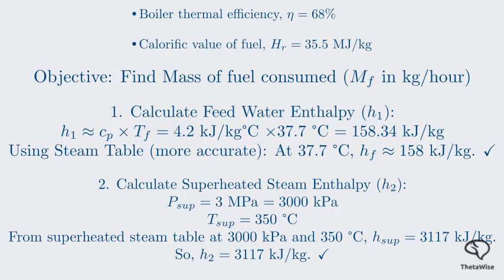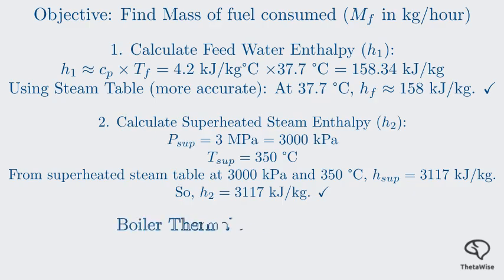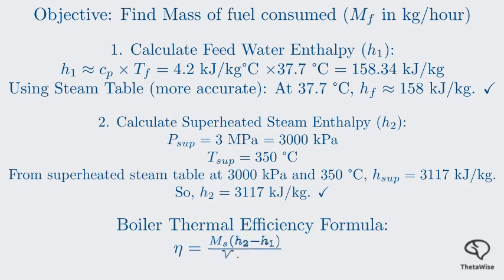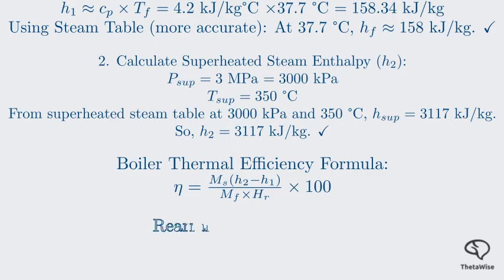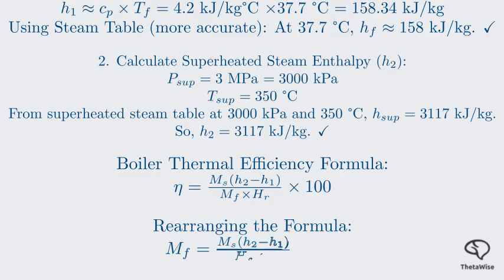Now we can use the main formula for boiler efficiency. Thermal efficiency, eta, is the energy gained by the steam divided by the energy supplied by the fuel. The formula is eta equals the mass of steam times the difference in enthalpies divided by the mass of fuel times the fuel's calorific value, all multiplied by 100 for the percentage. Our goal is to solve this formula for the mass of fuel, m sub f. Let's first rearrange the equation. Rearranging the formula, we get m sub f equals the mass of steam times the difference in enthalpies, divided by the fuel's calorific value times the efficiency, all multiplied by 100.